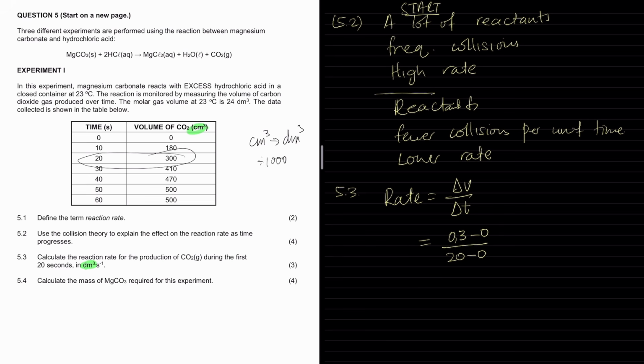It's just like coordinates, calculating the gradient. It's basically the same thing. And then that's going to give you 0.015 dm cubed per second.